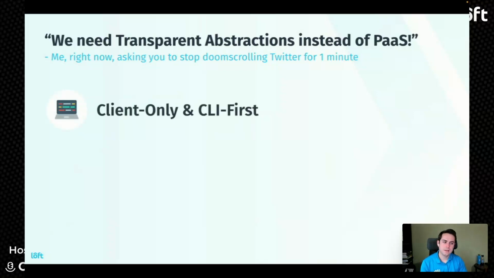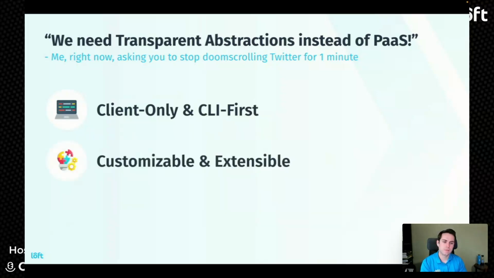And in my opinion, that means we're building something that is client only. So we're not building bulky PaaS systems that we send requests to, and that somehow handle stuff for us magically under the hood. We're building something client only that is based on kubectl. We're building something CLI first, so engineers can use it in their terminal, from their VS Code, or whatever IDE they may prefer. And we need to make sure that whatever we're building on that end is customizable and extensible, because ultimately every company, every team, every project within a company is different.